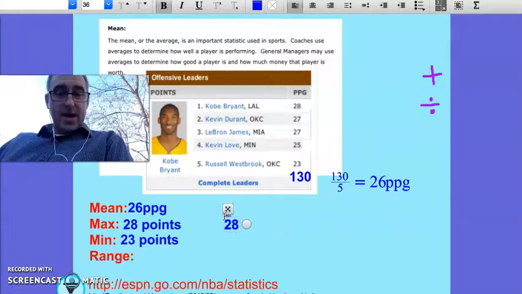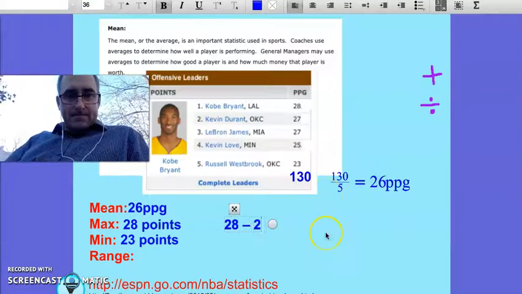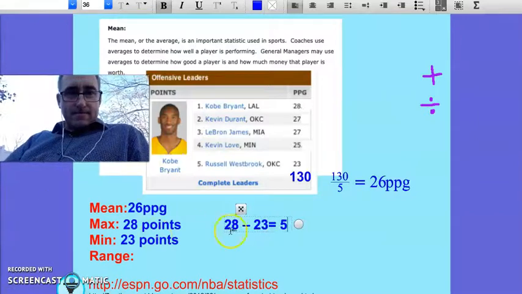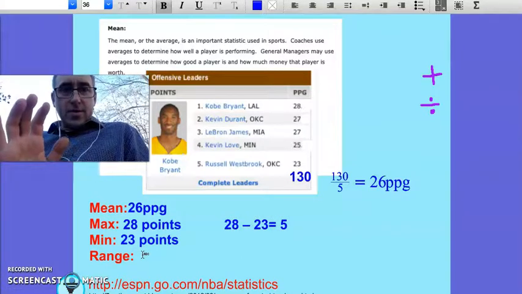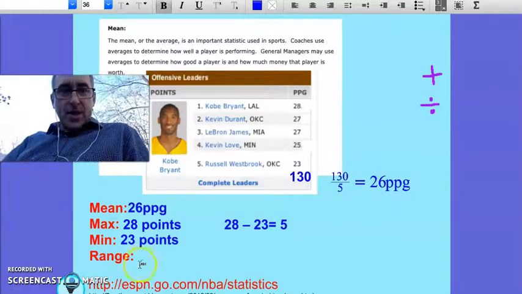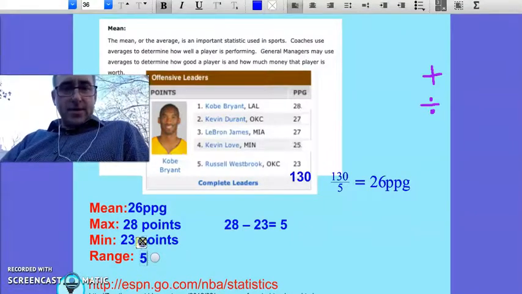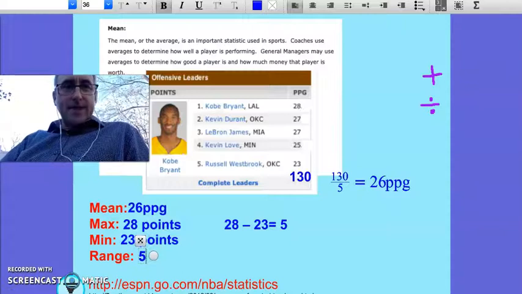That's right, 28 minus 23. Max minus min. That gives us a range of 5. That means the point spread between the player that scores the largest average and the player that scores the 5th largest average is only 5 points, which doesn't seem like a lot.